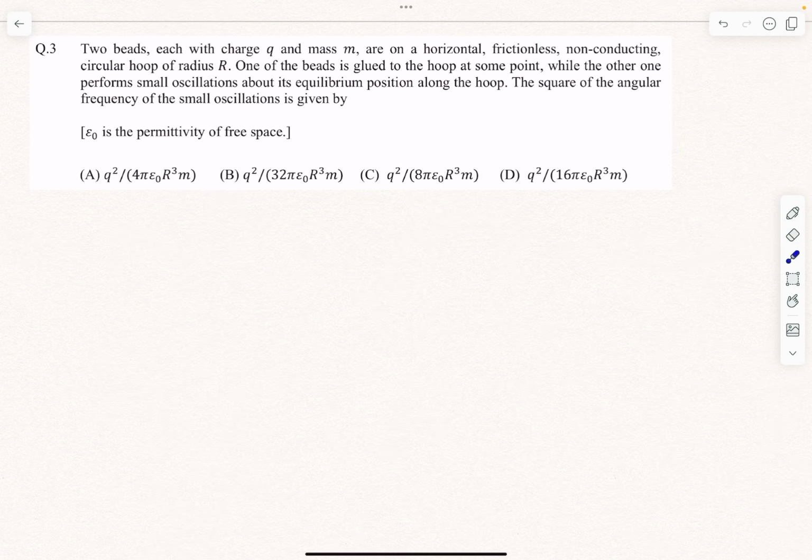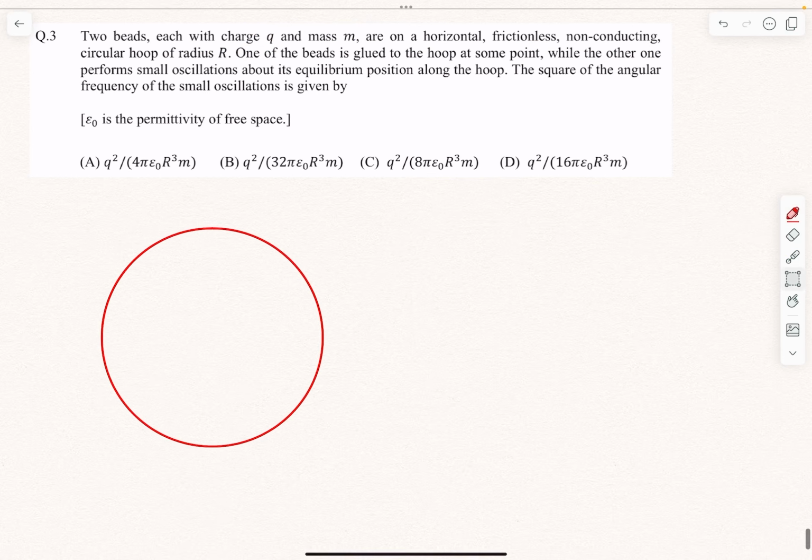Problem number 3 is from Oscillations, and we have two beads, each with charge q and mass m, and they are placed on a horizontal frictionless non-conducting circular hoop. The hoop is placed on the table, it is horizontal and non-conducting, and it has a radius of r. One of the beads is glued to the hoop at some particular point, and the other one performs small oscillations about its equilibrium position. Let's say the fixed bead is present at the top, with a charge of plus q and mass of m, and the other bead is performing oscillations about its equilibrium position.